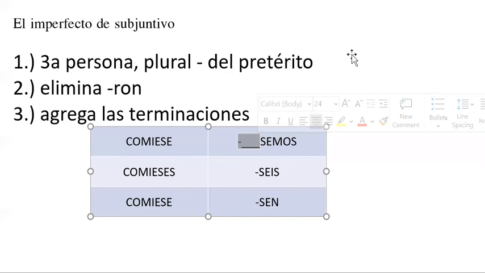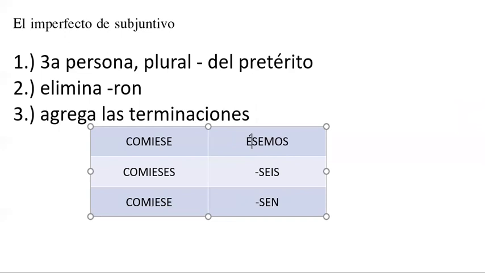But here, again, we're going to have an accent mark on the letter that's before the S. In this case, it is the E because it's comieron with an E before the RON. So this E is going to have an accent mark on top of it, like that. The rest of our stem was COMI, but E with the accent. And then here, COMI.